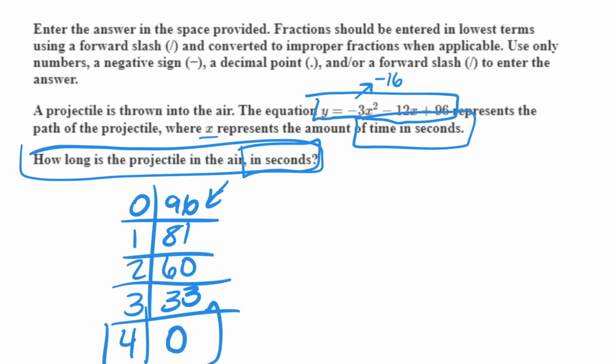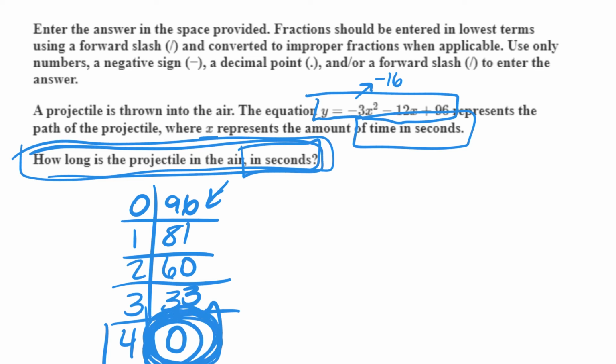And remember, y represented the projectile's height. So when the question asks, how long was the projectile in the air? Well, it's back on the ground, 0, after 4 seconds. So the answer to this is 4 seconds. A lot of you did really good on the test yesterday, graphing and recognizing that very thing. Good job.